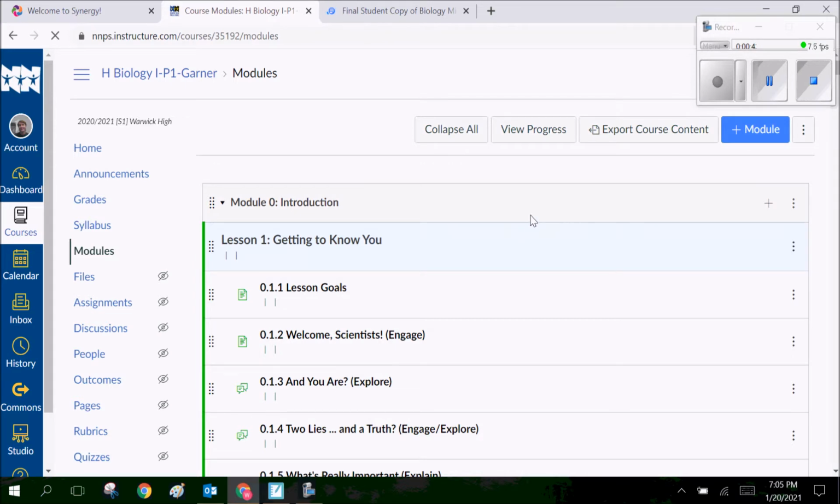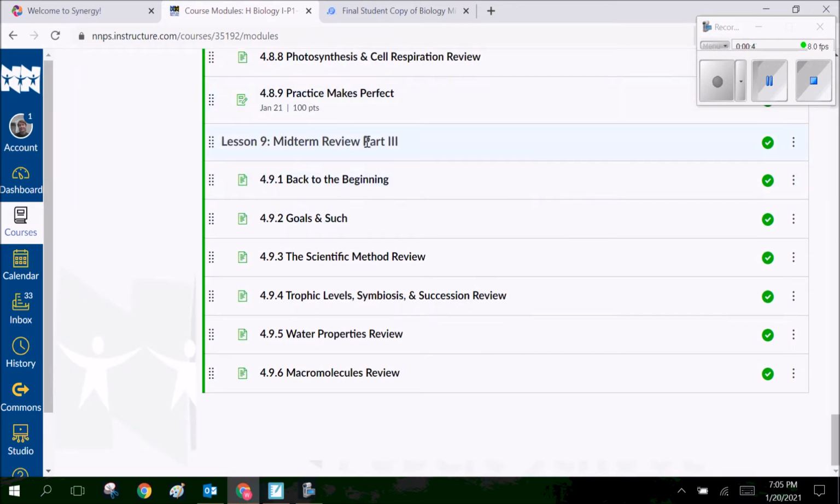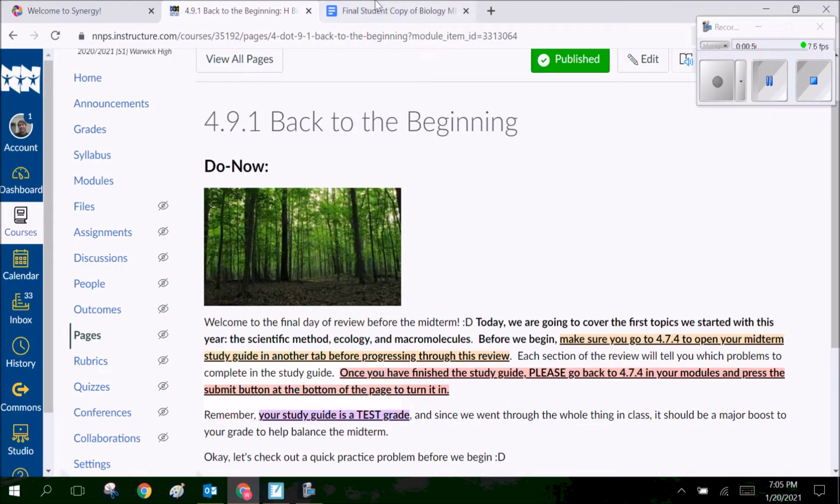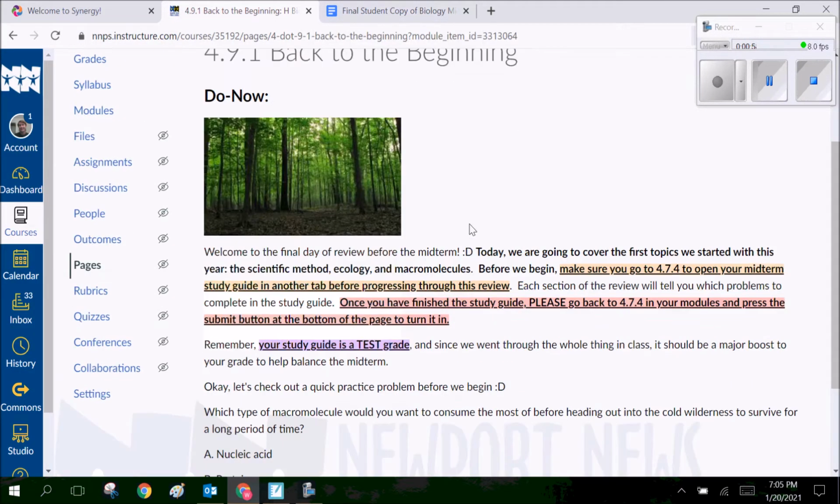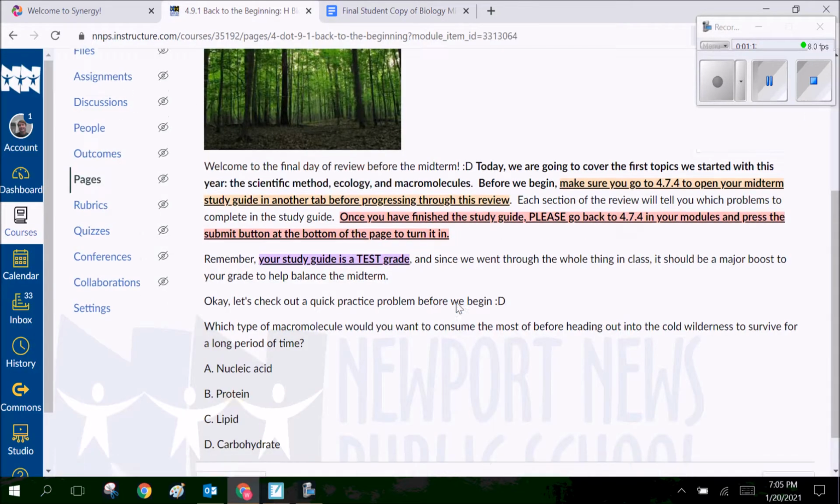Now, when we do this, it's going to go back to ecology and everything else like that, which is cool, right? So lesson 9, midterm review, part 3 is what we're looking for. We click on the first one, back to the beginning. It just tells us that we need to make sure that we pull this up and reminds us that this midterm study guide is a test grade, okay? So make sure that you turn this in. Once we're done today, go back to 4.7.4 and press the submit button once you are done filling out this student copy.